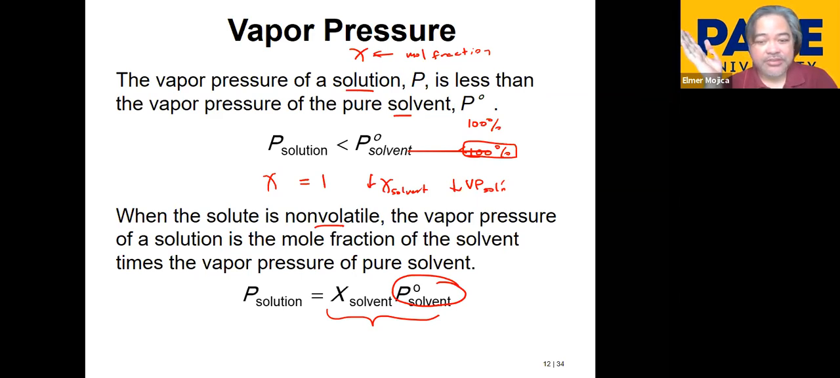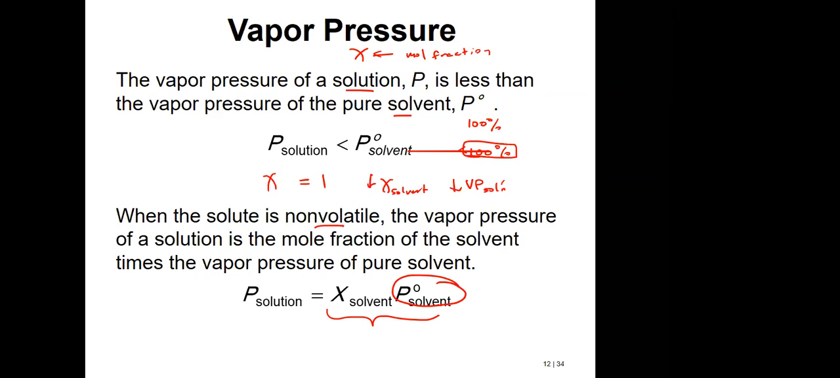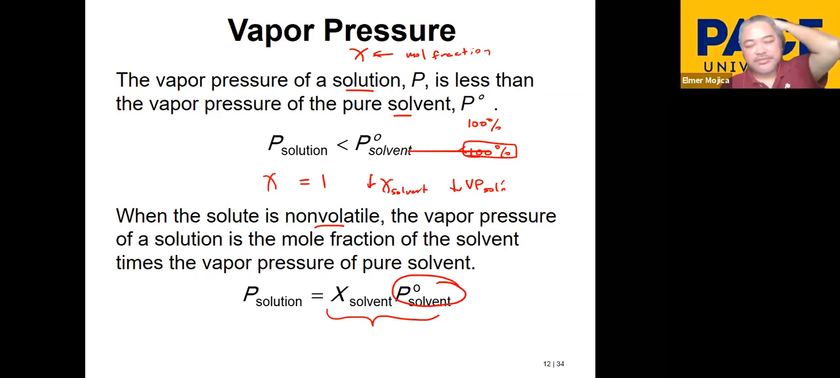Okay, how does the mole fraction decrease? Anyone? By adding the solvent? I don't think that's how it is, because if you're adding a solvent, it's still solvent. So how does the mole fraction decrease?